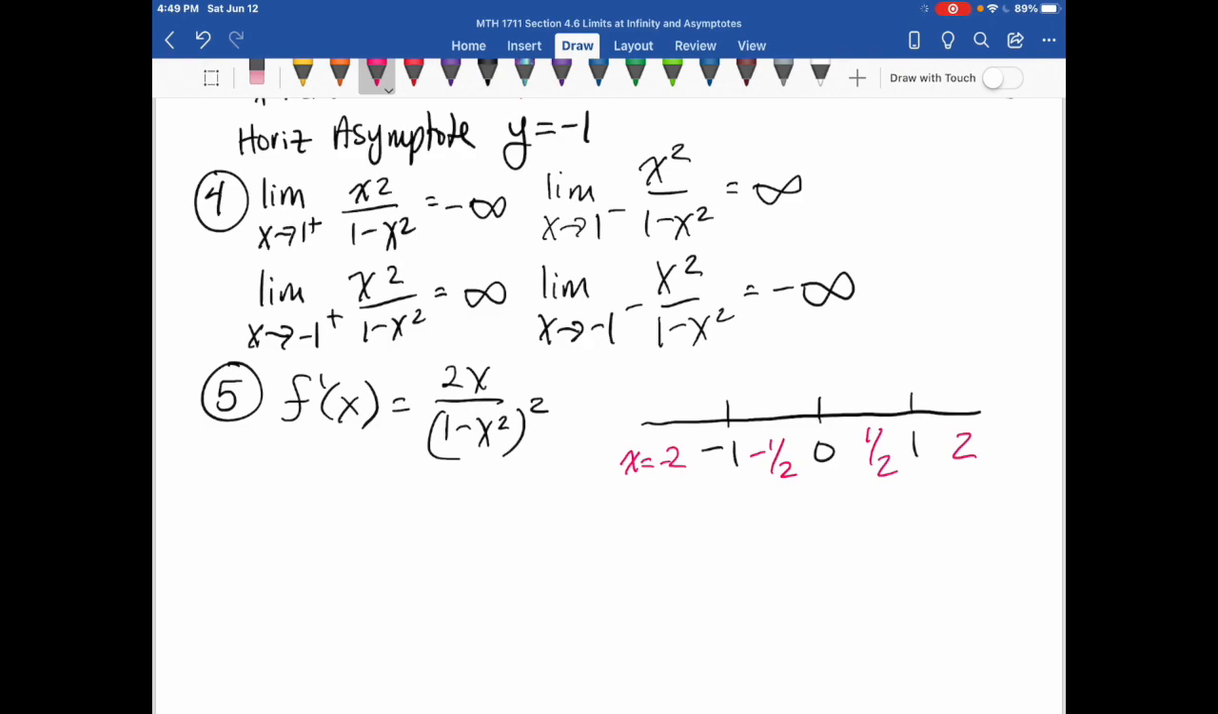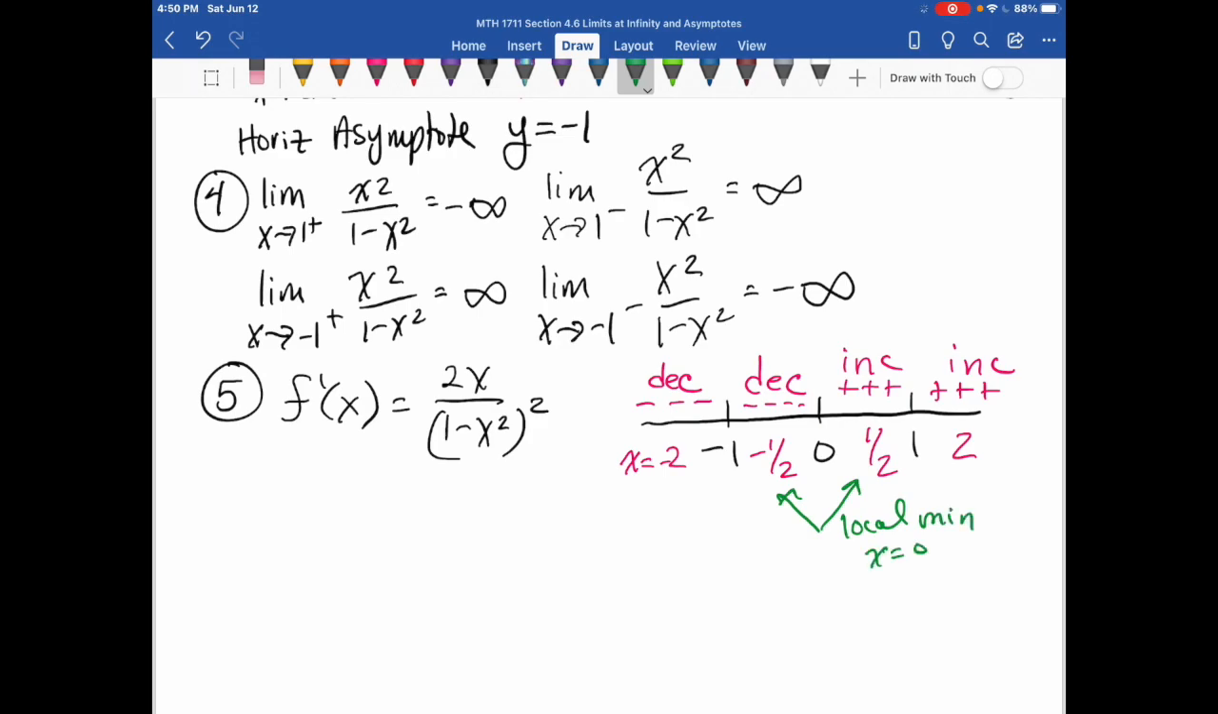Now, when I plug in these values into the derivative, I'm going to get that on this interval it's negative, so that's decreasing. On this interval, it's also negative, so that's decreasing. And then the interval is increasing and then increasing. So it looks like the only local max or min that we have is at 0 because it's decreasing and then increasing. So we're going to have a local min at x equals 0.